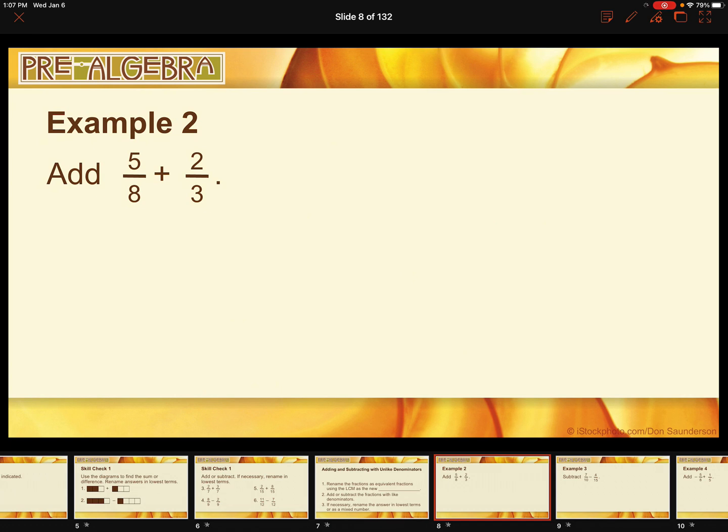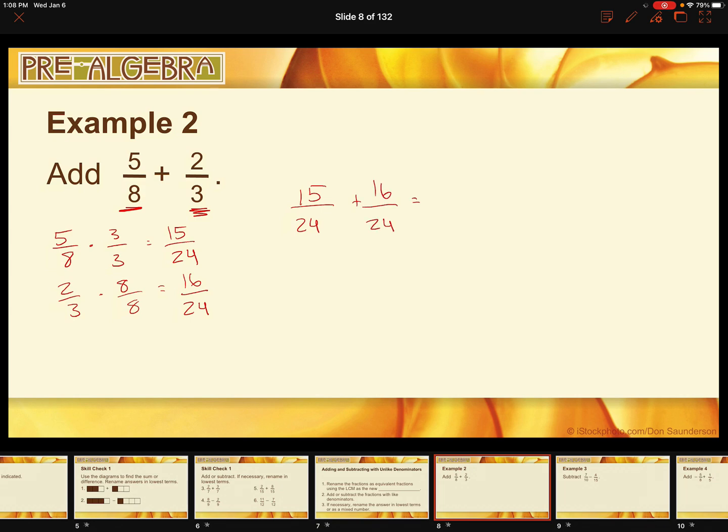So this one is different because I notice that I have different denominators. They're unlike. So I need to figure out a common denominator between 8 and 3. Well, the least common multiple between 8 and 3 is 24. So let's use that. If I multiply 5/8 by 3 over 3, I get 15 over 24. And if I take 2/3 and multiply it by 8 over 8, I get 16 over 24. Common denominator of 24. So this changes my problem to 15 over 24 plus 16 over 24.